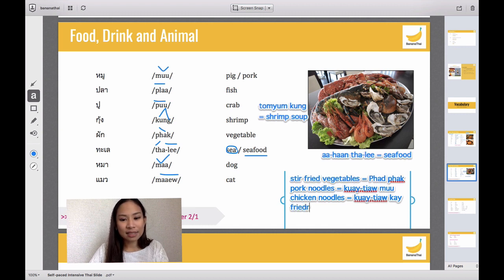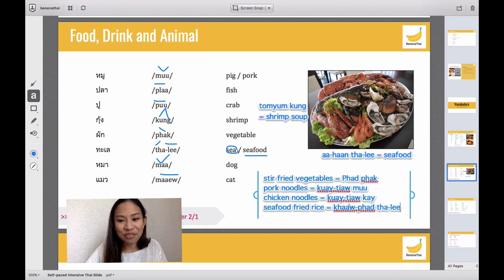Next one, fried rice with seafood, or seafood fried rice. What comes first? Definitely fried rice. So fried rice is ข้าวผัด and then seafood is ทะเล. You learn all of these words นะ.